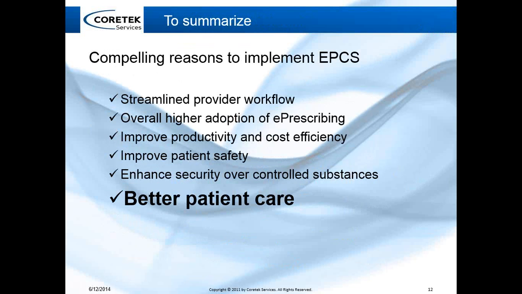Second reason, overall higher adoption rate of e-prescribing in general. So again, if you're in a situation where you have gone down the road of e-prescribing, but then you have a fair amount of doctors who are doing a lot of prescribing of controlled substances, that workflow makes it difficult for them to go back and forth between the manual and the paper. So by going to e-prescribing and e-prescribing of controlled substances all at once, you will achieve a higher overall adoption rate across the board. The next thing is that you will improve your productivity and cost efficiency by not having to maintain paper and other systems.